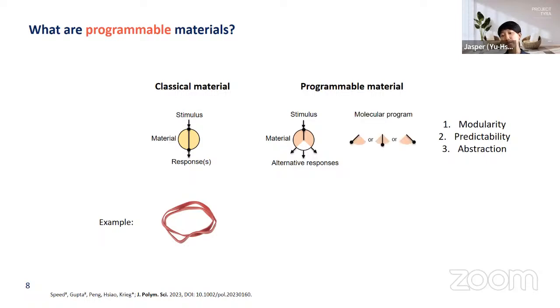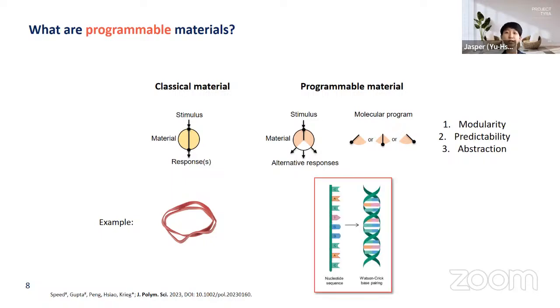The molecular program in this material must be able to be added and replaced in a modular manner. And this molecular program will produce a predictable response as dictated by abstract reasoning. Now, there is a miraculous molecule that actually fulfills all three of these conditions, and that is, of course, DNA.